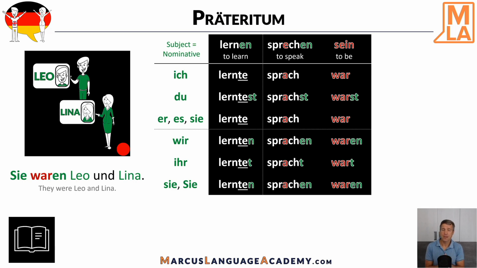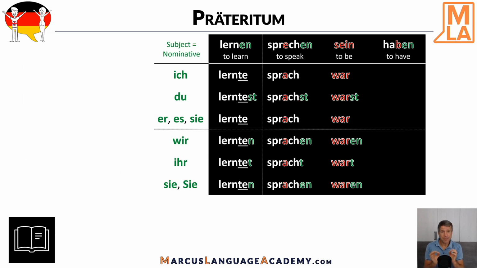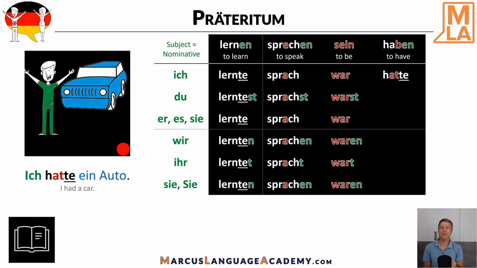Okay. Also the verb haben mostly uses the Preteritum in spoken language. So let's see. Ich hatte. Ich hatte ein Auto. I had a car. Interestingly, it uses te even though it's irregular. But that's really an exception. But let's see the rest.